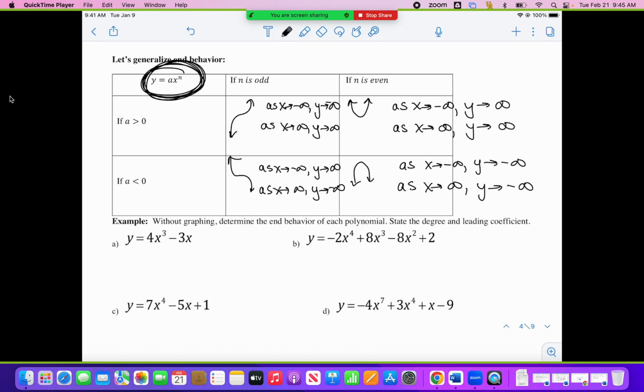All right, we have what's called the leading coefficient test. Without graphing, determine the end behavior. So if you look at letter A, and I have y equals 4x cubed minus 3x. I look at that highest power term. It's degree 3. I have a leading coefficient of 4. So without using a graphing calculator, this is my down-up. So I would say, as x approaches negative infinity, y goes to negative infinity. As x goes to infinity, y goes to infinity.